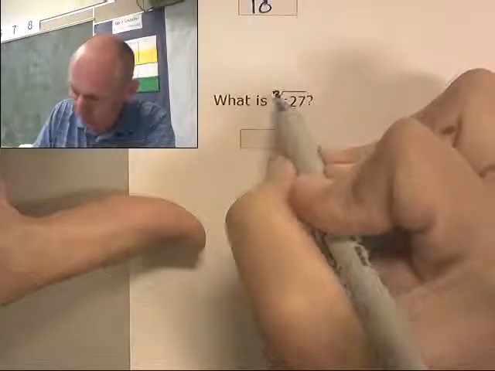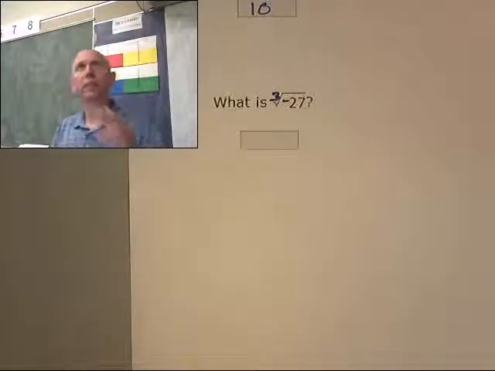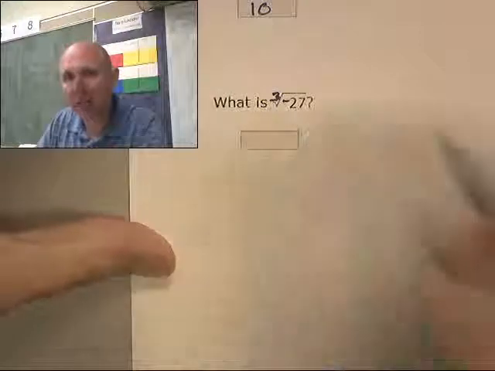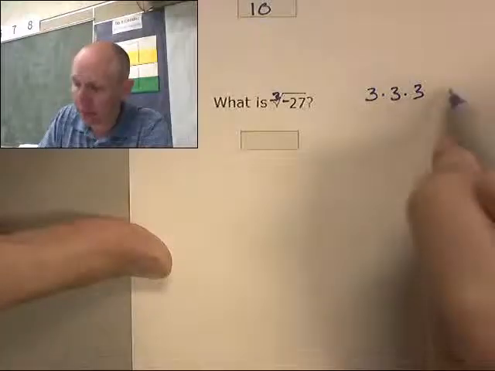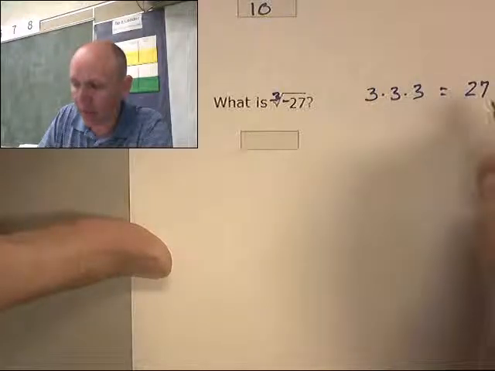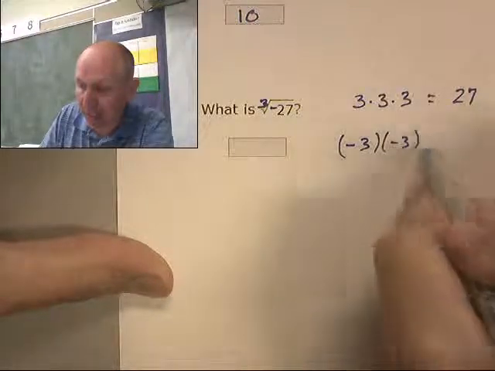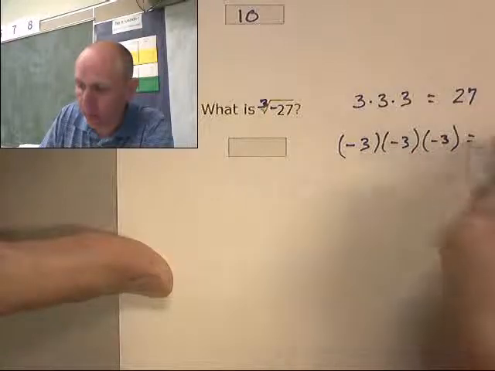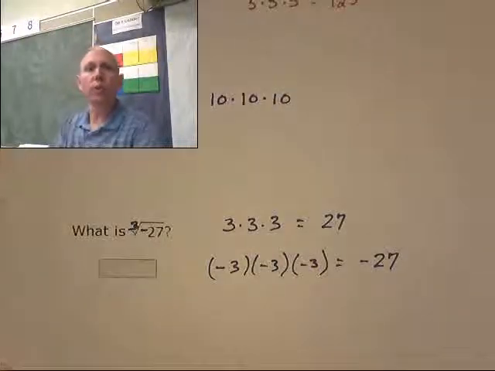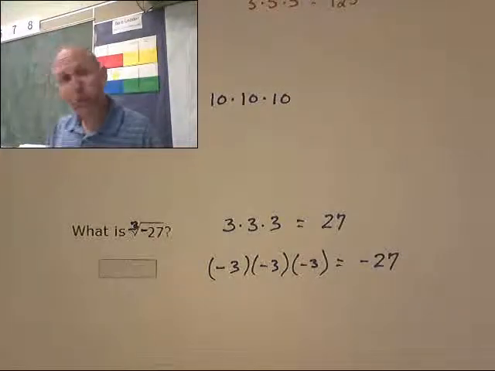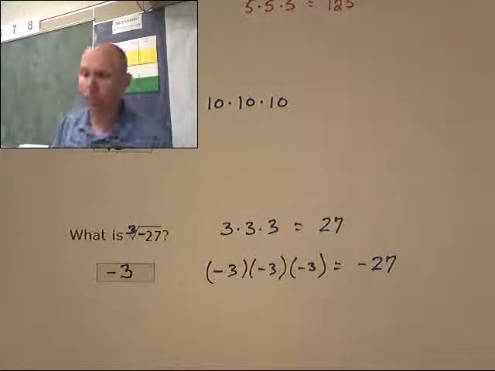Cube root of 27, but look, there's a negative on it. It's a negative 27. What times what is going to give me a negative 27? 3 times 3 times 3. Now that's not it, because that's a positive 27. But let's think about a negative 3 times a negative 3 times a negative 3, that's a negative 27. So the cube root of negative 27 is actually negative 3. There we go.